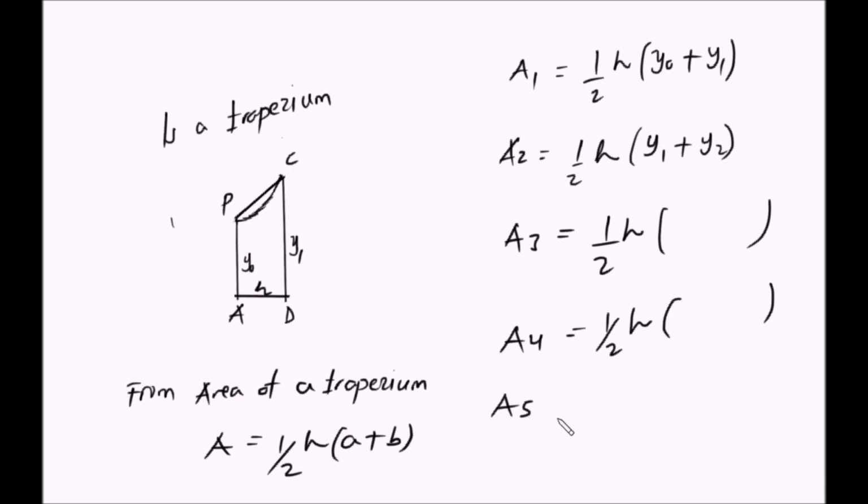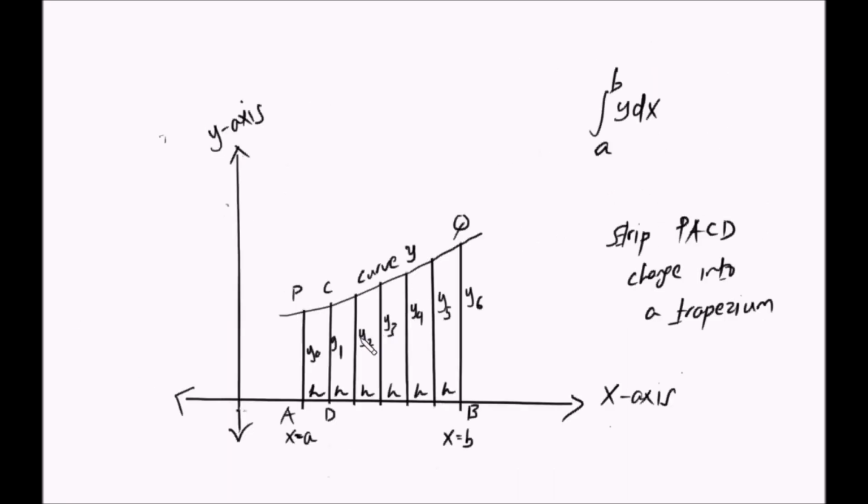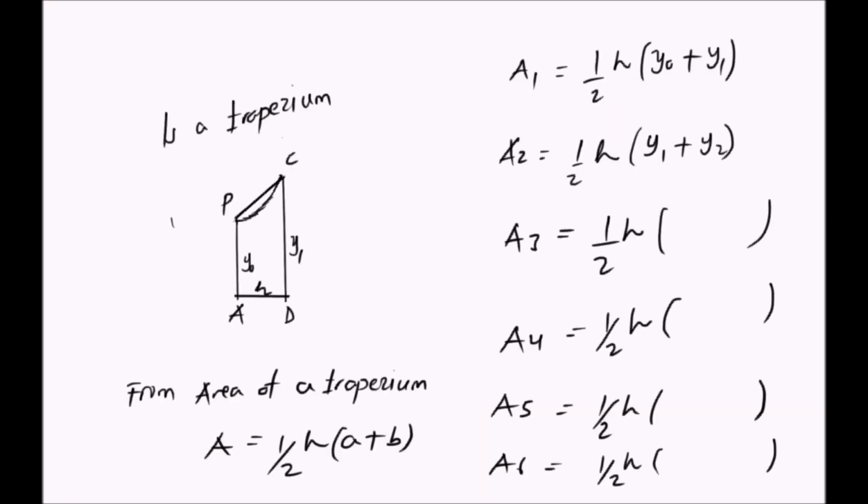Ya 5 ni half h. Ya 6, I need to budget this whiteboard, ni half h. So kinachobadilika ni ndani. So kwa ile ya 3 maana yake itakuwa ni y2 and y3. So ya 3 itakuwa ni y2 and y3, a na b zake.